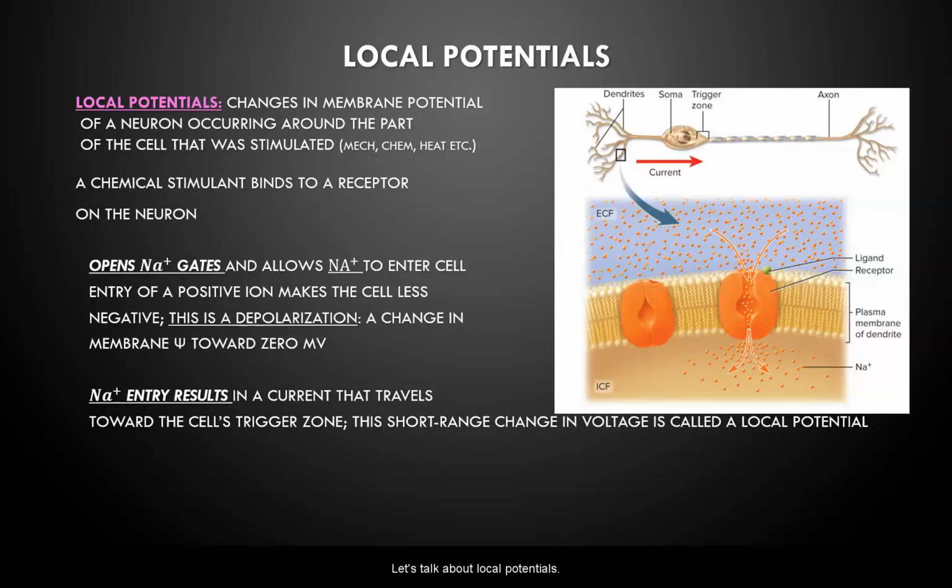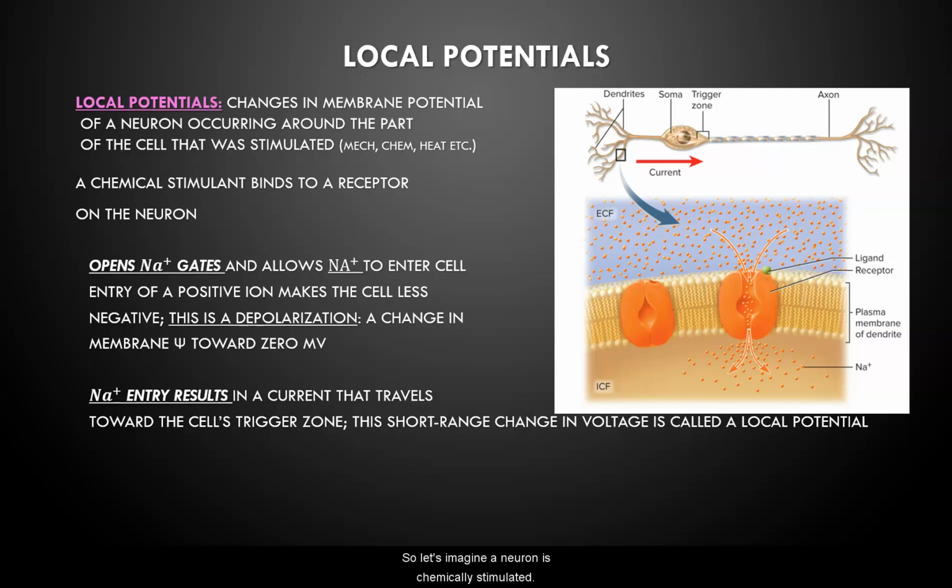Okay, let's talk about local potentials. So when a neuron is stimulated by something, let's say mechanical pressure, chemicals, heat, etc., a local disturbance in membrane potential is caused. It's just a disturbance that's happening in a very specific area. So typically this response begins at, you can see here in the diagram, the dendrites. And it spreads through the soma, down the axon, and ends at the axon terminal.